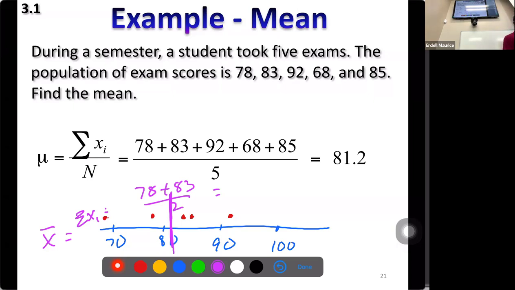What's 78 plus 83 divided by 2? The distance is 5. To go from 78 to 83 is 5, right? What's half of 5? 2.5. So the middle is going to be 2.5 away. So this is going to be 80.5. The correct average is 81.2. Notice that the sample mean is off by a little bit.